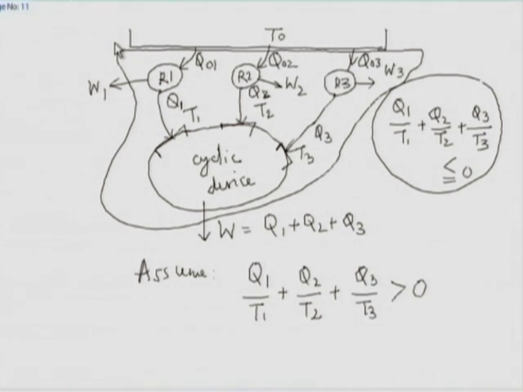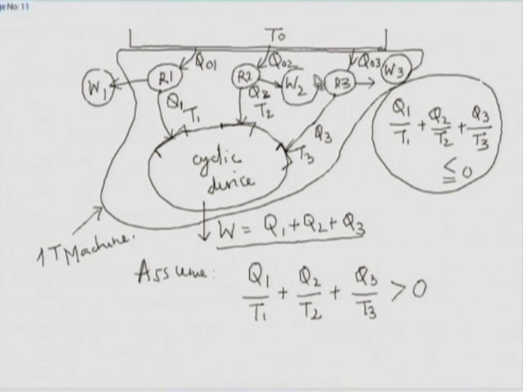In that big thing, this happens to be a 1T machine. Let me just now call it a machine. What is the total work that it produces? The total work that it produces is W plus W1 plus W3 plus W2.